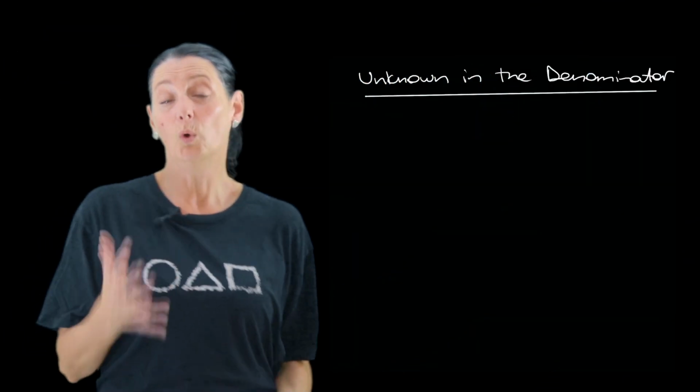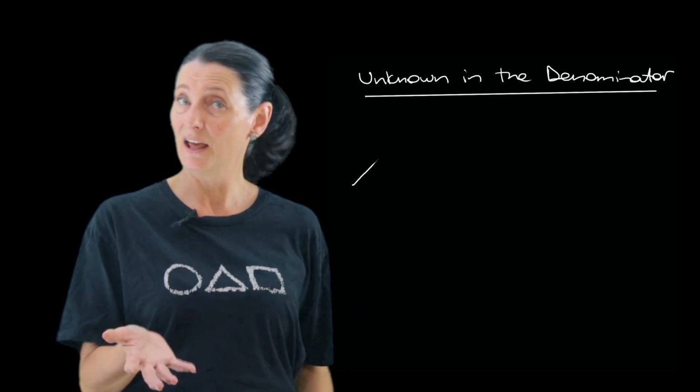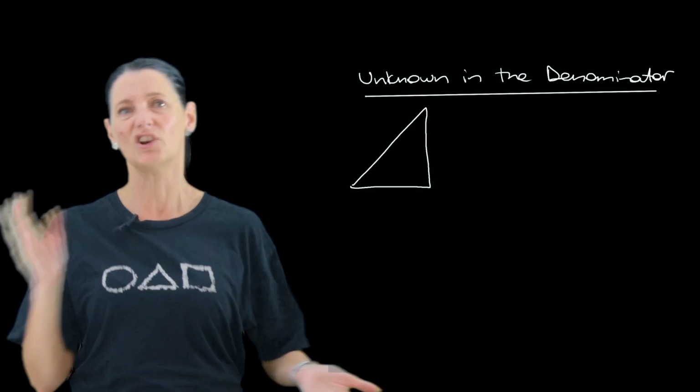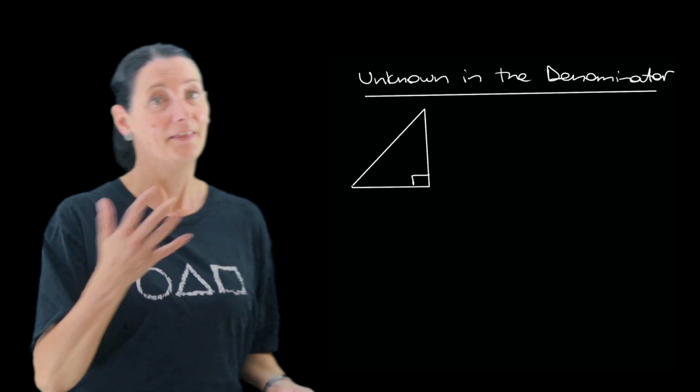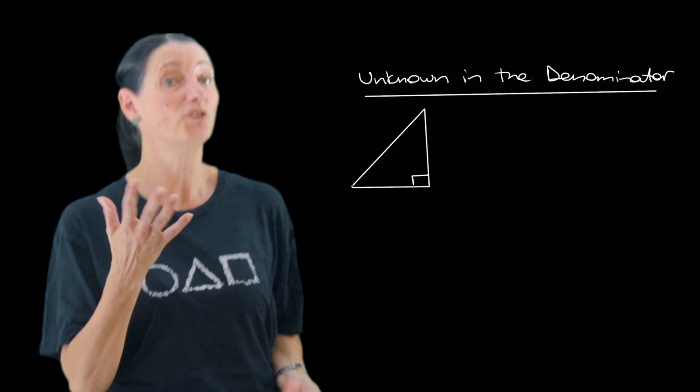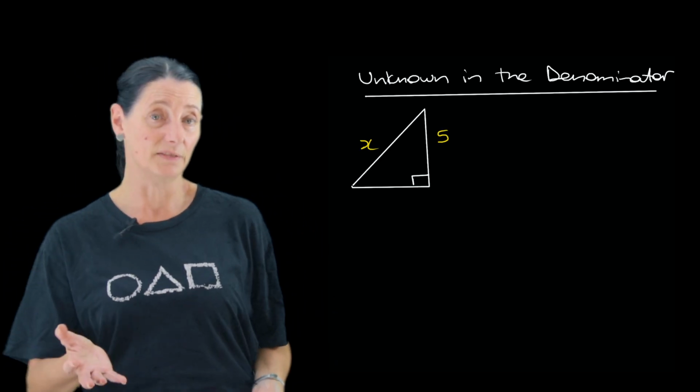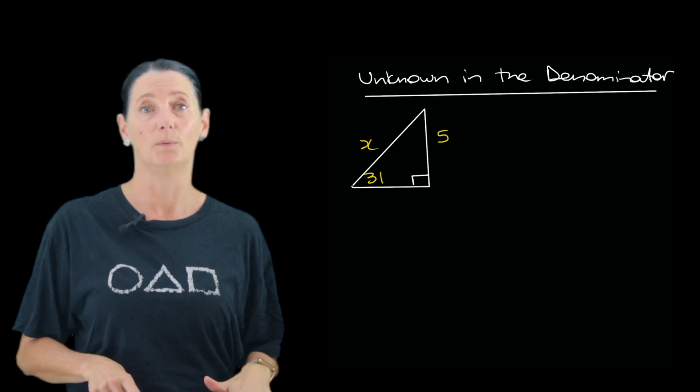But hang on, what if my unknown was in the denominator like we said before? Well, let's just try another example and see what happens. This right angle triangle, I'm going to give the hypotenuse x this time. We'll give a side length of 5 and let's put the base angle at 31.